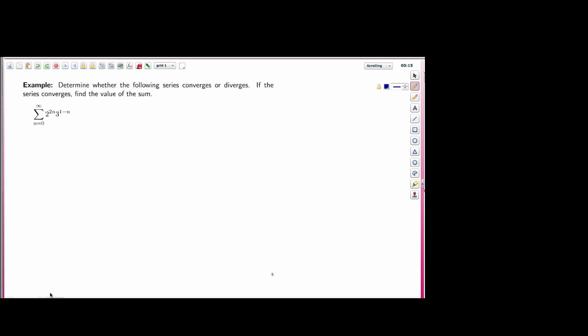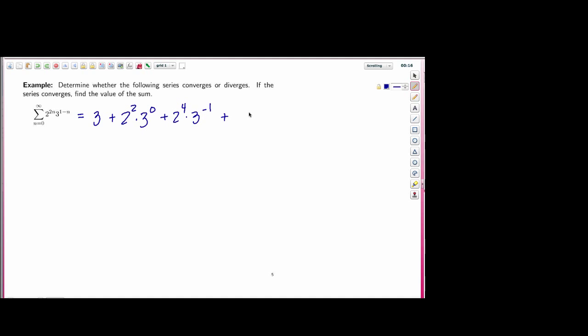Next example, we have the sum from n equals 0 to infinity of 2 to the 2n times 3 to the 1 minus n. Again, not in the form of what we had in our formula, but that's okay. Let's just start writing out terms and see if we can identify whether or not this series is geometric. When n is 0, I get 2 to the 0, which is 1, times 3 to the 1, so 3 for our first term. When n is 1, I get 2 to the 2 times 3 to the 0. When n is 2, I get 2 to the 4 times 3 to the minus 1.